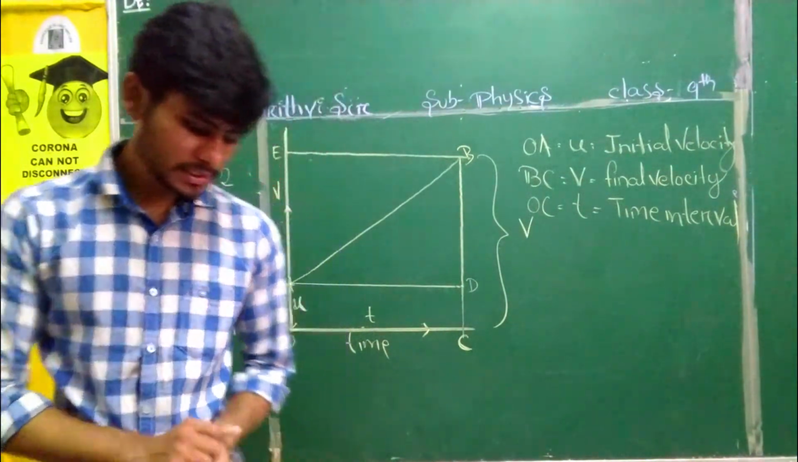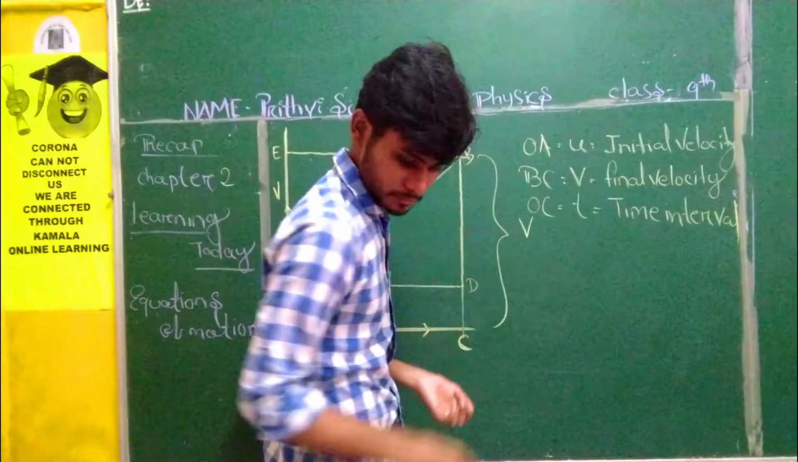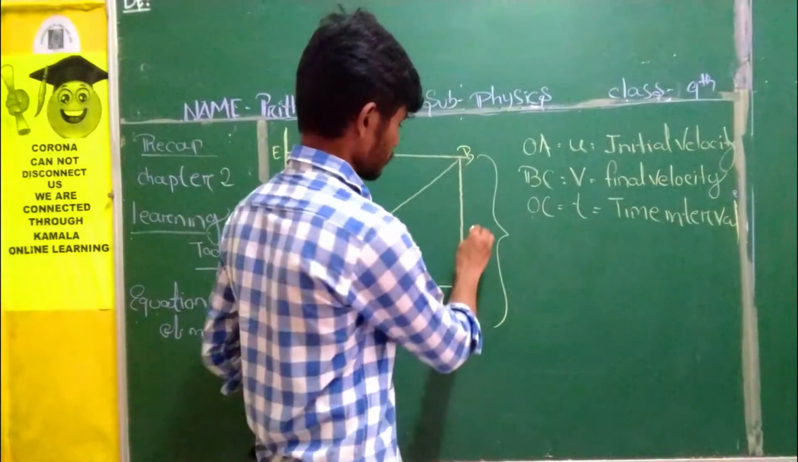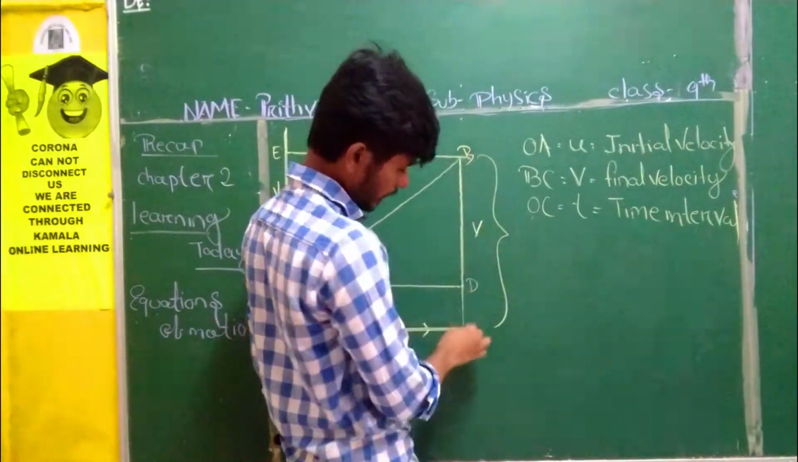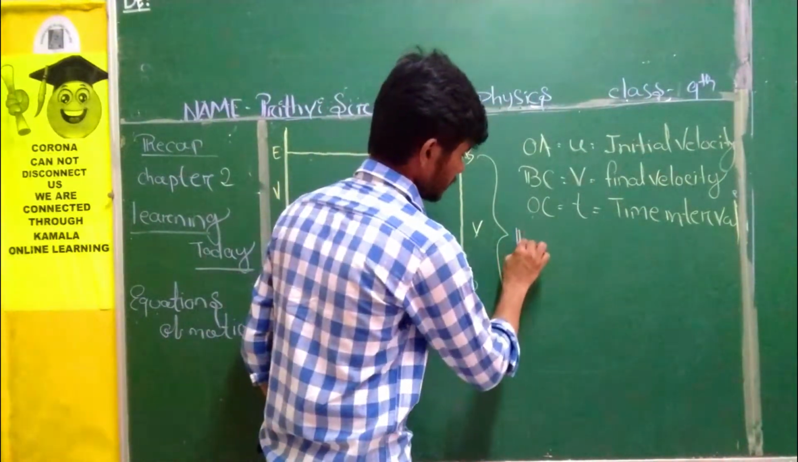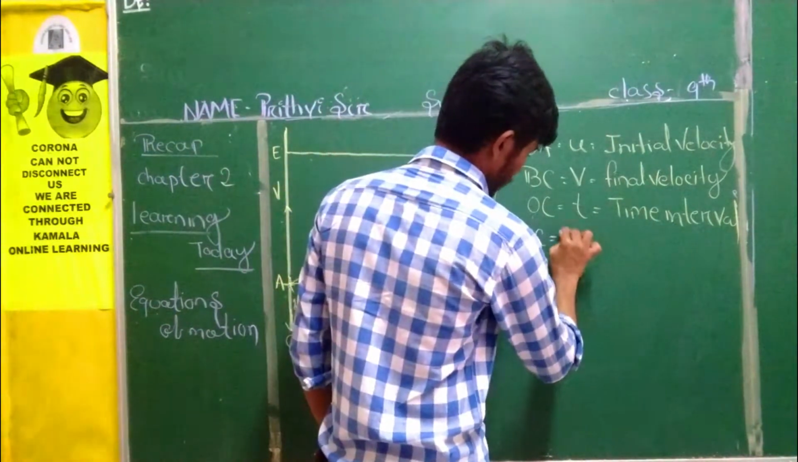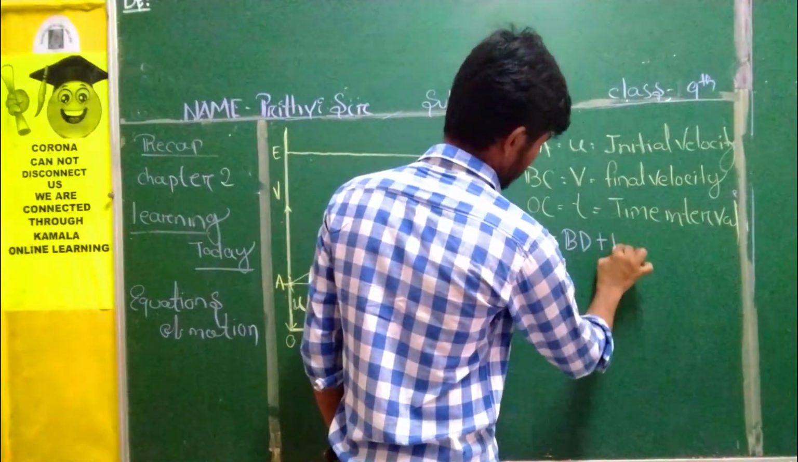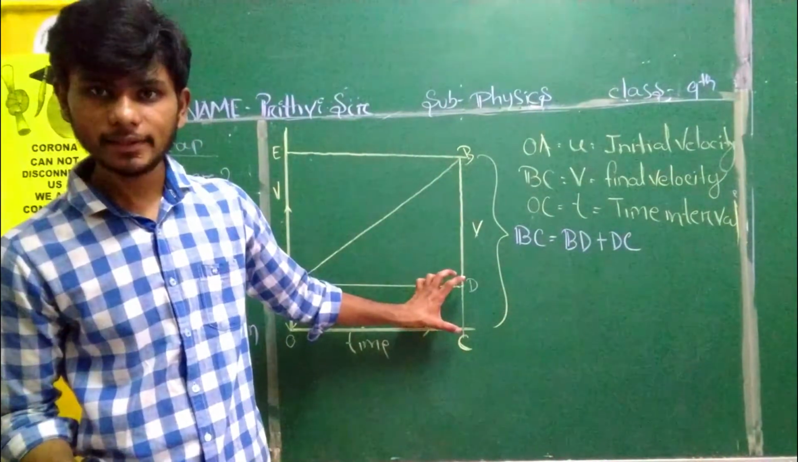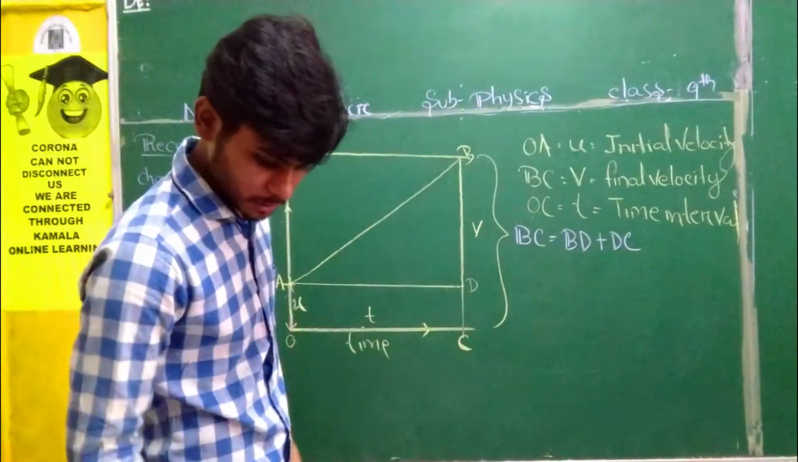We have that BC is equal to BD plus DC. As you can see, BC is equal to BD plus DC, or CD you can write. I use another chalk so there will be no confusion for you. This is your derivation. BD plus DC, that will be your BC, right? It's easy.